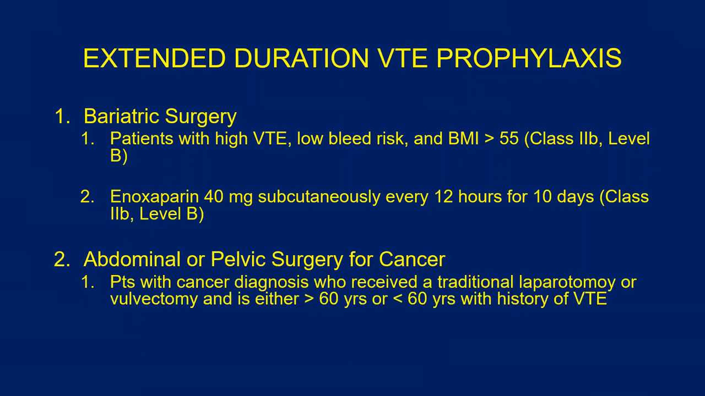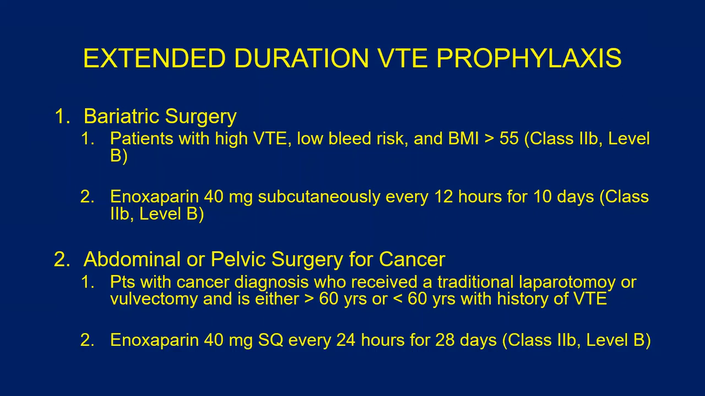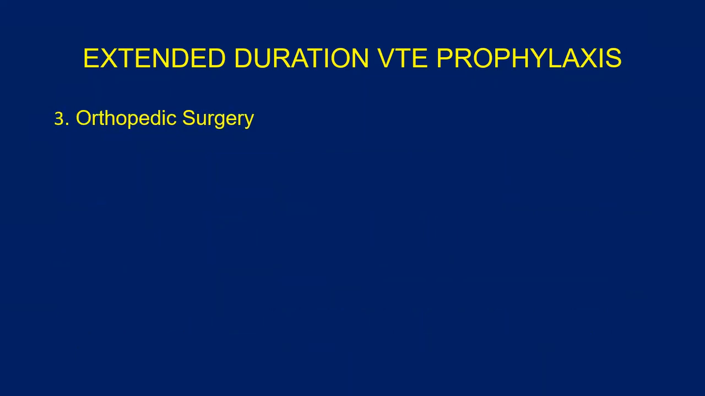Now, what about if they have abdominal or pelvic surgery for cancer? In those patients with a cancer diagnosis who have received a traditional laparotomy, and they're greater than 60, or less than 60 with a history of VTE, they would require extended prophylaxis. And that, again, is enoxaparin 40 milligrams every 24 hours for 28 days post surgery. And that's a class 2B recommendation.